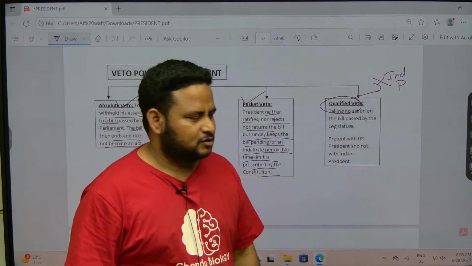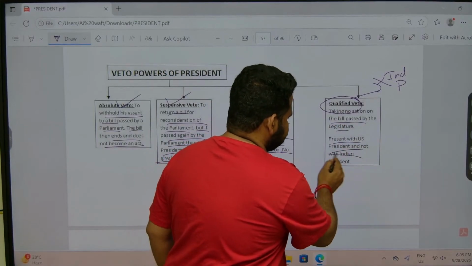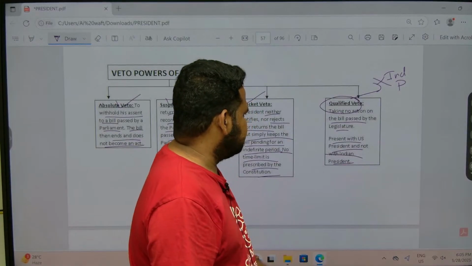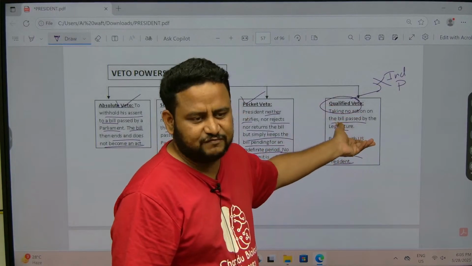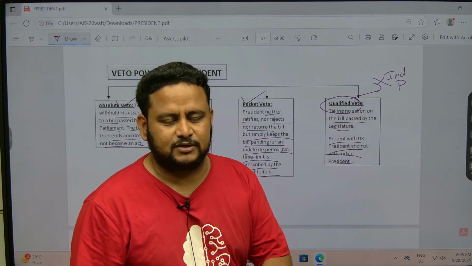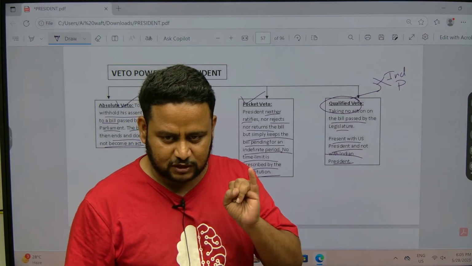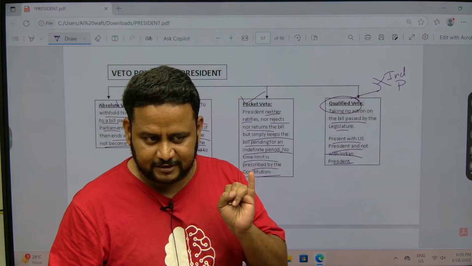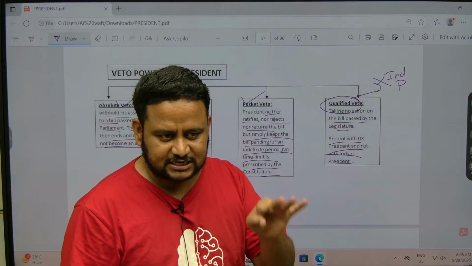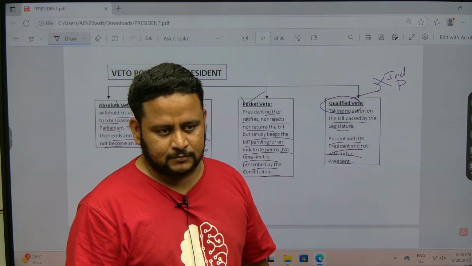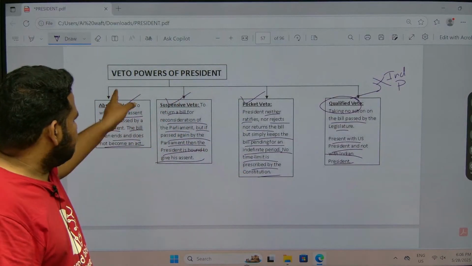That much you remember. Qualified veto: taking no action on a bill passed by the legislature, this is not with the Indian president. This is similar to pocket veto, but there are slight differences that you need not worry about. There is something called qualified veto that is not with the Indian president. The Indian president has absolute veto, where he completely rejects the bill. Suspensive veto, he sends it back. Pocket veto, he neither sends it back, nor rejects, nor signs, nor ratifies. Got it? That's it. Now, this is about the veto powers of the president.